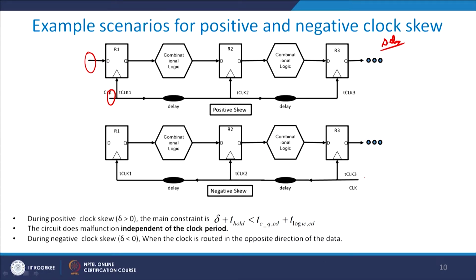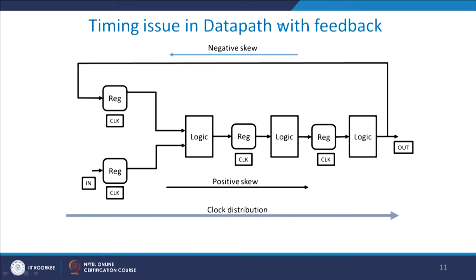Similarly, if the clock is in the opposite direction as compared to data, you will have a negative delay at this point and this point. Now, during the positive edge of the clock, delta is greater than 0, and therefore I should maintain delta plus t hold less than or equal to this quantity, and the circuit malfunctions independent of the clock period. Sometimes there is a malfunction in the clock and therefore it stops working. During negative clock skew, when the data is routed in the opposite direction of the clock, we get the negative skew in this case. So, we understood what a positive skew is, what a negative skew is, and how it works.